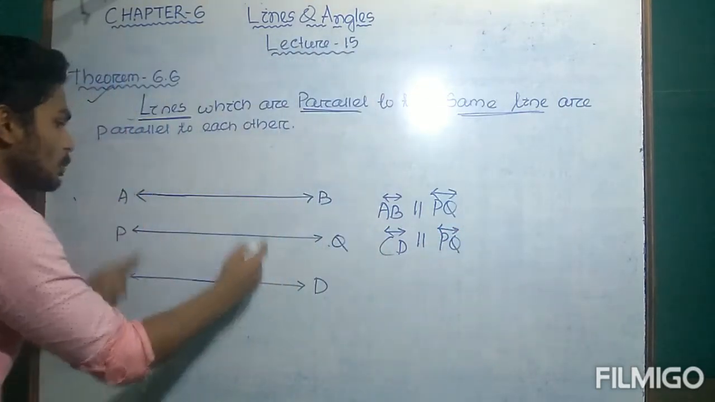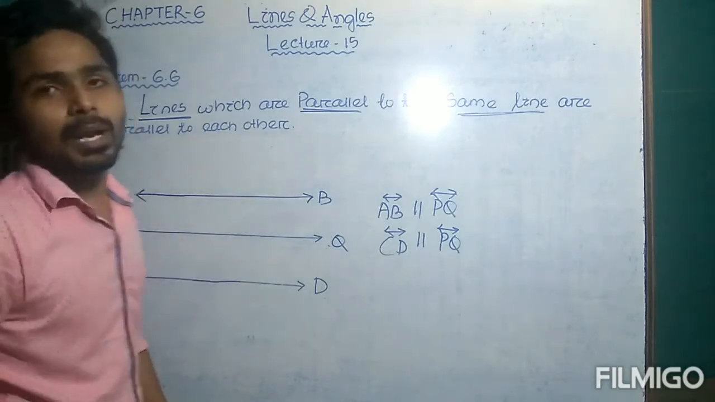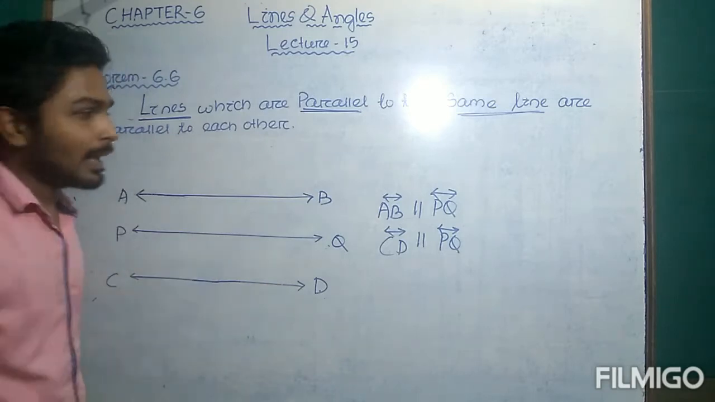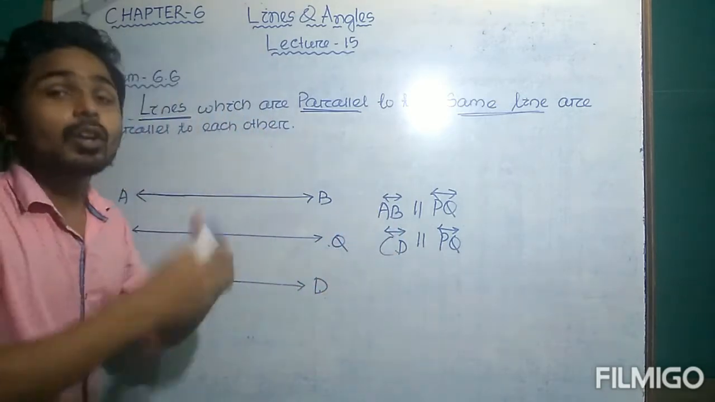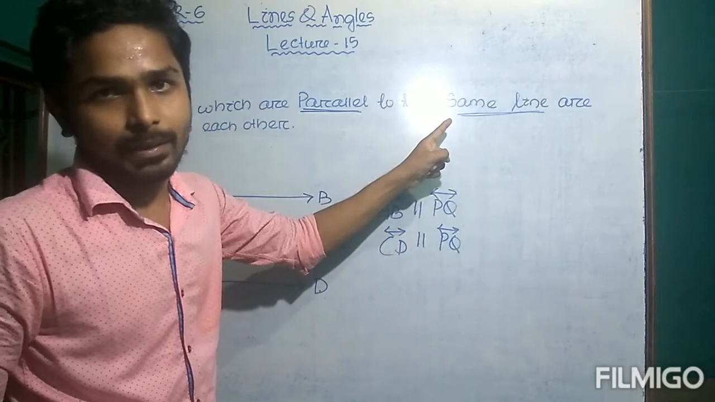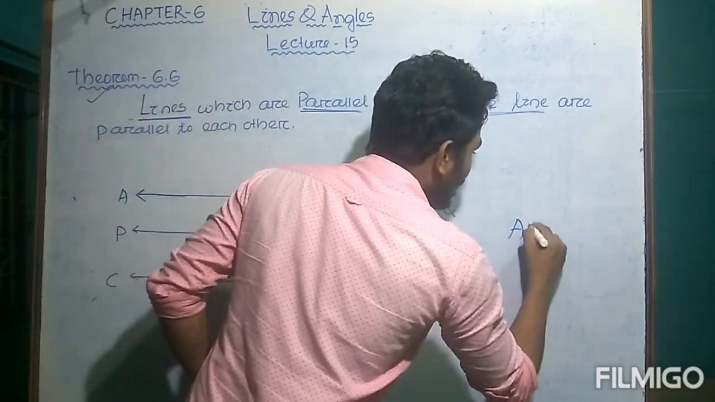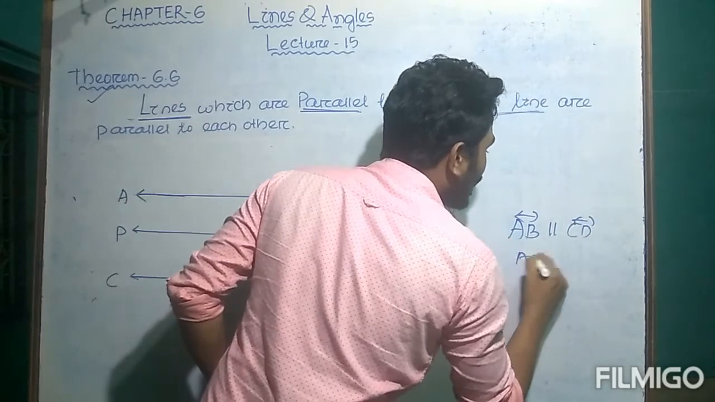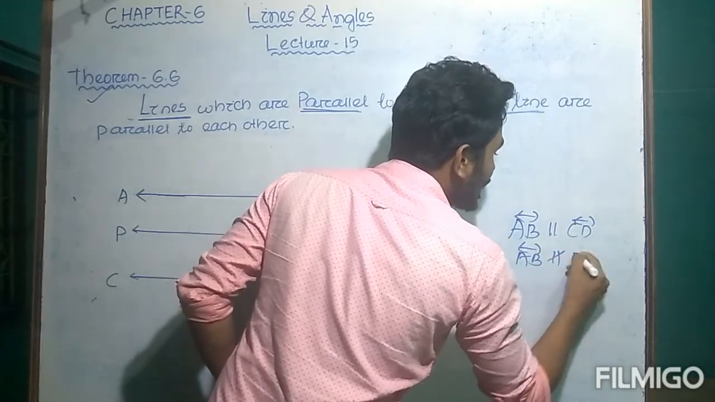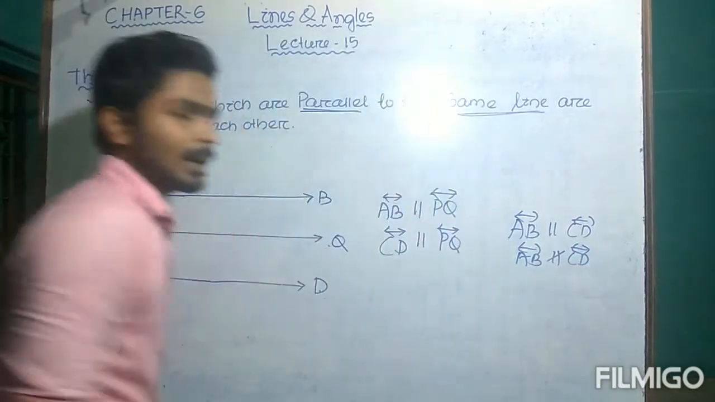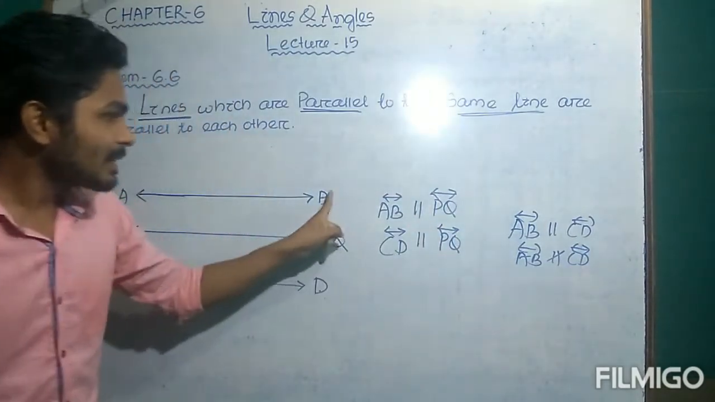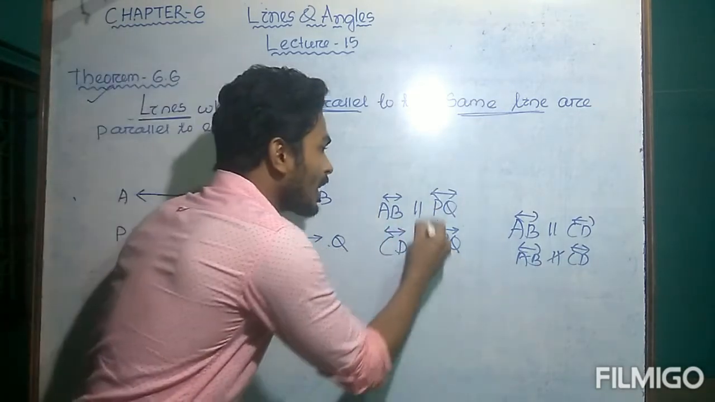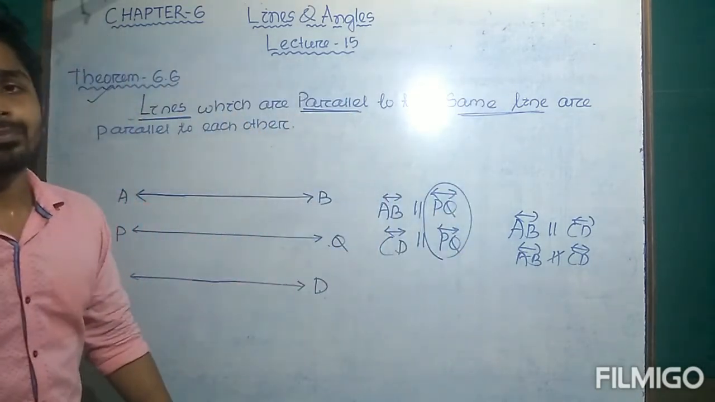So both these lines are parallel to a common line, but there is no relationship between AB and CD. Whether AB and CD are parallel or not parallel is not given in the statement. Either AB may be parallel to CD or AB may not be parallel to CD. Simply it gives that these two lines AB and CD are parallel to a common line PQ.